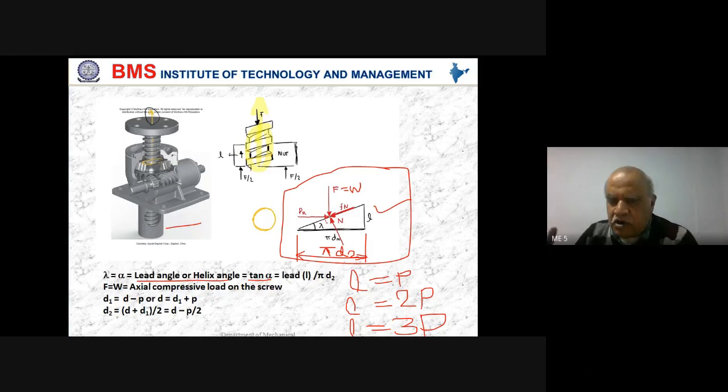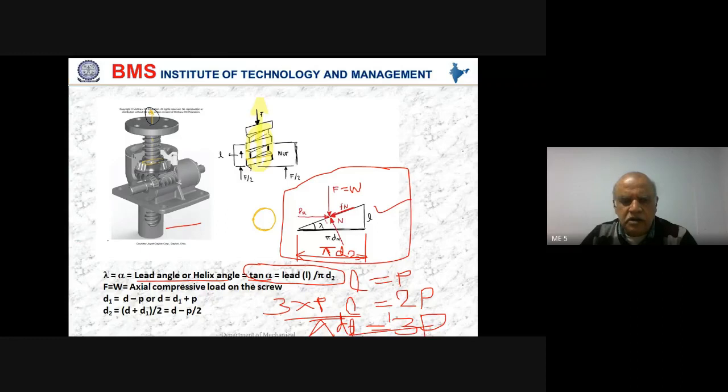So when you are asked to design a triple start thread, when you are calculating tan alpha, the lead angle, in place of L, if it is a triple start, we need to take 3 times the pitch divided by pi D2. That will give you the value of tan alpha, which is nothing but the lead angle or helix angle of the thread. If you miss out on 3, then your entire design is taken to be wrong.